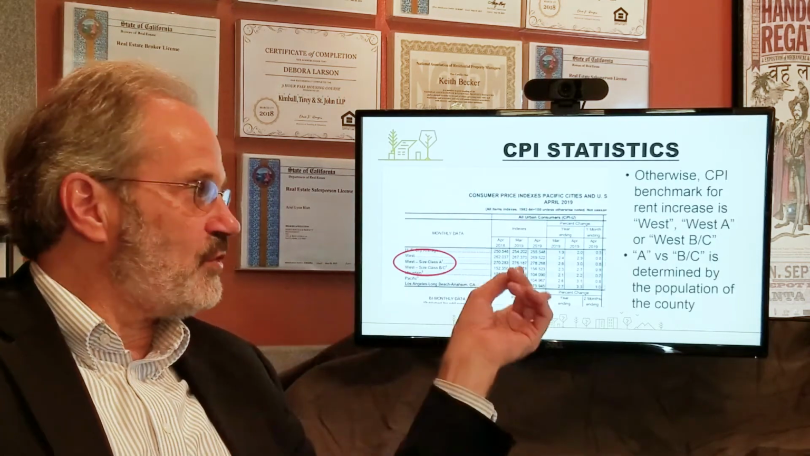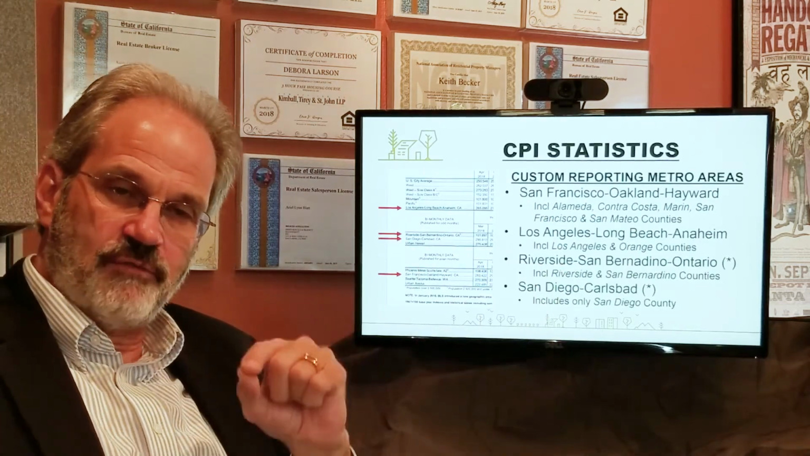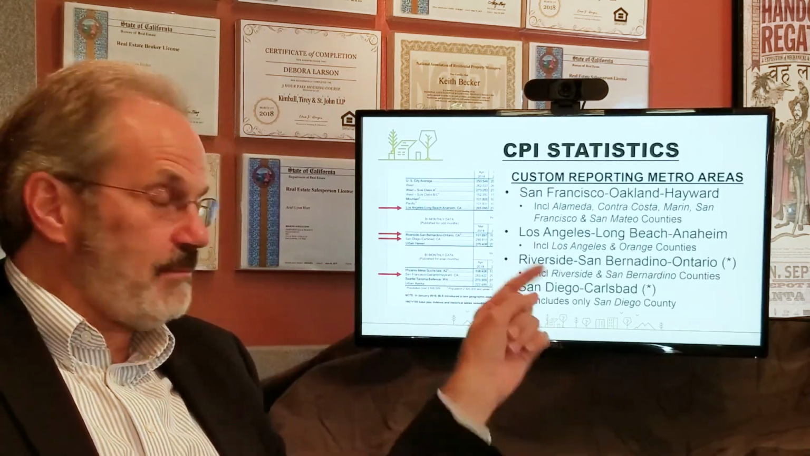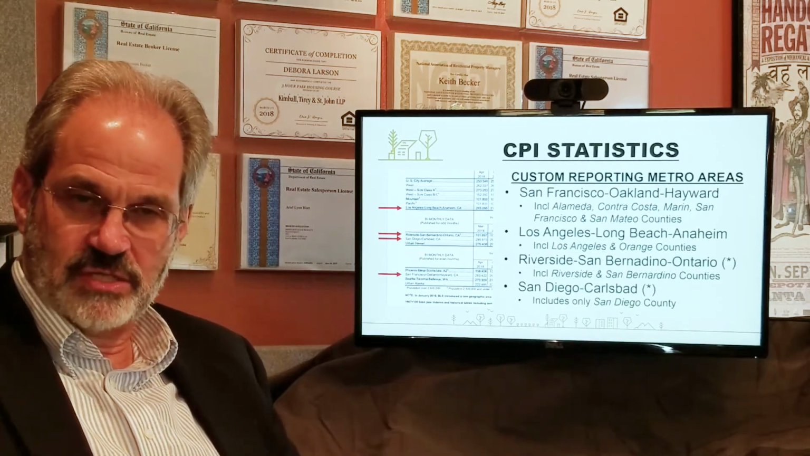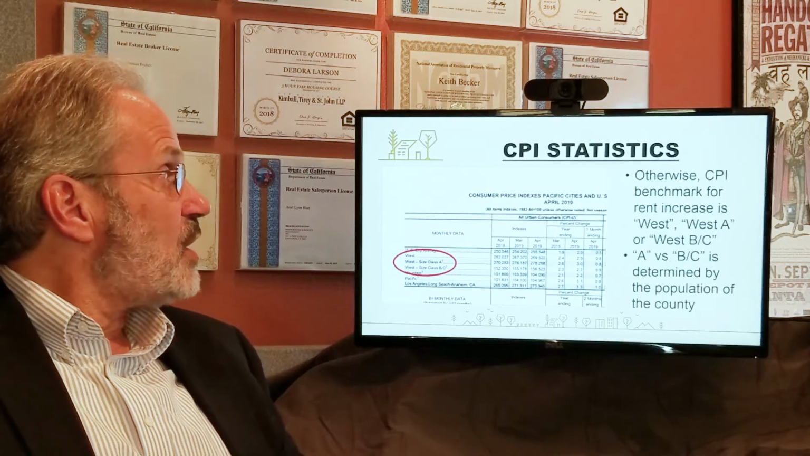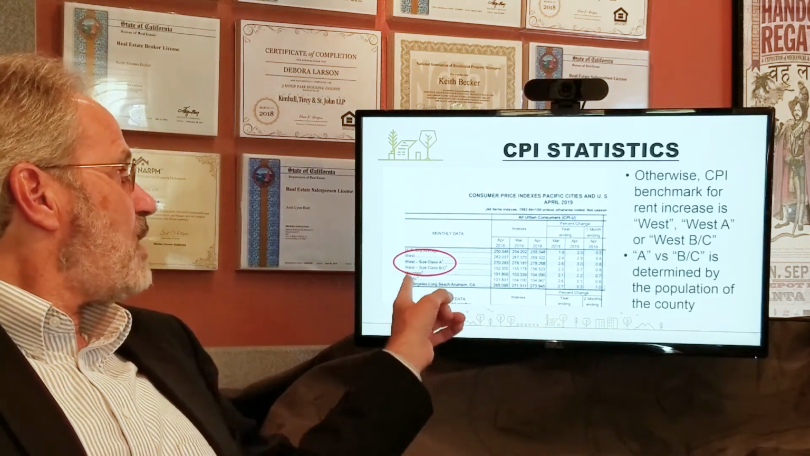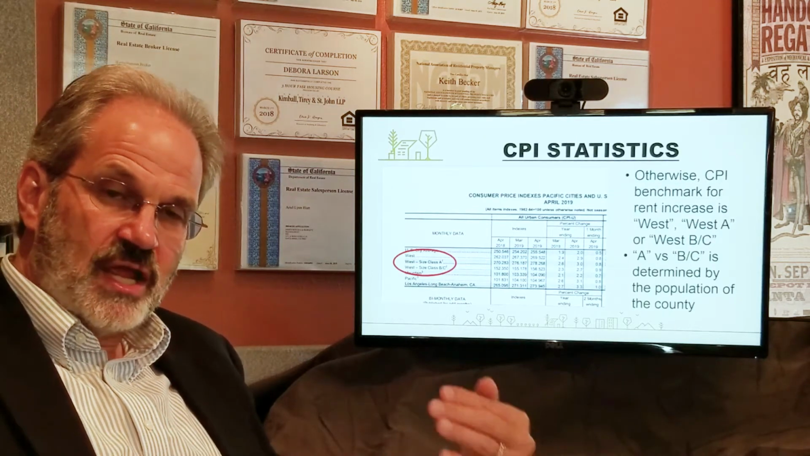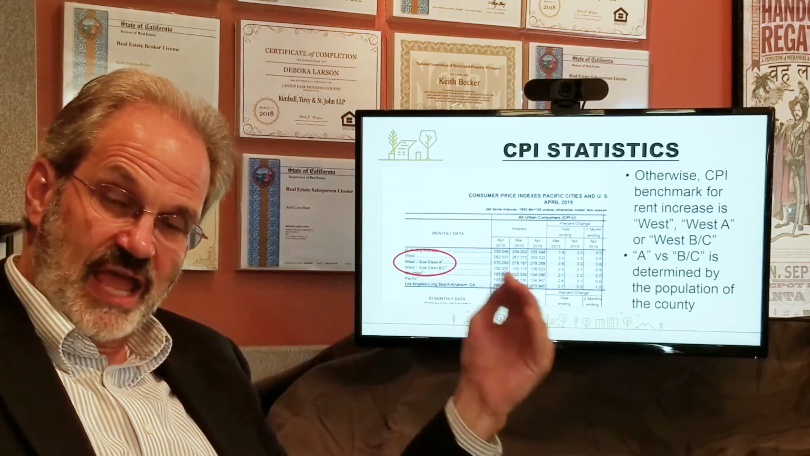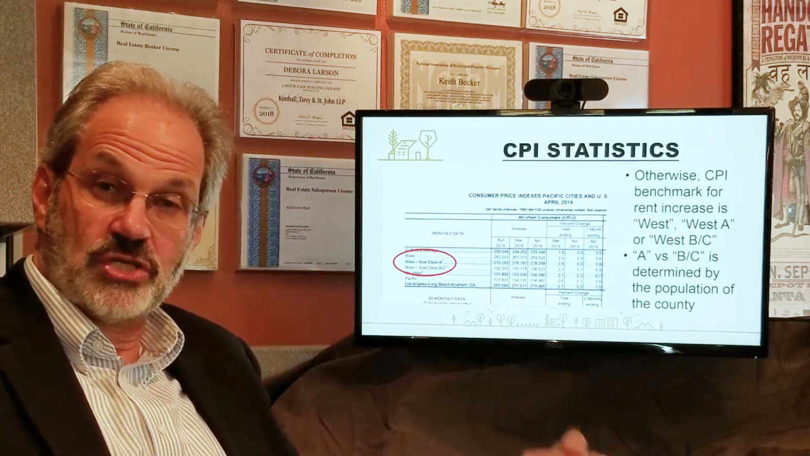What happens if you're not in one of these areas? Because these are specific to counties. If you don't fall within the counties impacted, then you do not fall into one of these metro areas. In that instance, you're going to be measured by West size A or West size BC, and your county is established in which one of those categories, A, B, or C, dependent upon the population of the county.